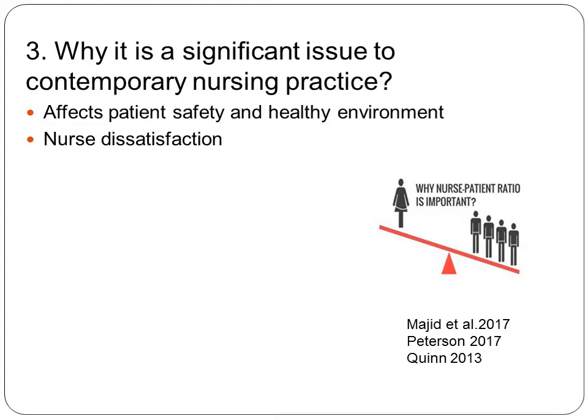Why is it a significant issue to contemporary nursing practice? The nurse to patient ratio is a significant issue in contemporary nursing practice because it negatively impacts patient outcomes and healthy environment, which has become a major focus in the healthcare setting. In the healthcare facilities, there should be a minimum nurse to patient ratio for patient safety and high care quality. The lower nurse staffing ratio affects the nurses' work performances.